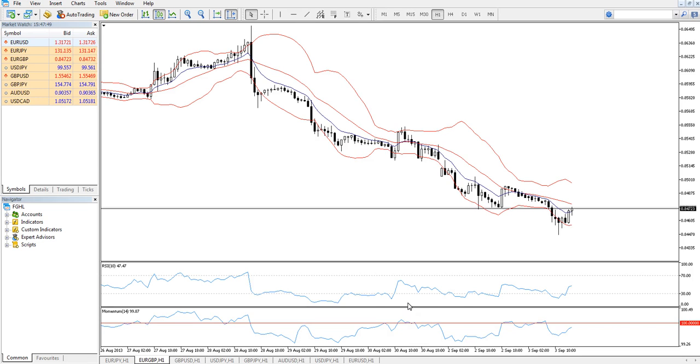Now, don't worry if you haven't got the momentum indicator. This is just a confirmation indicator for MT4 and MT5, but you can also use stochastics if you need, and they're all used in the same manner. But to be honest, if you haven't got it, I wouldn't really worry too much.